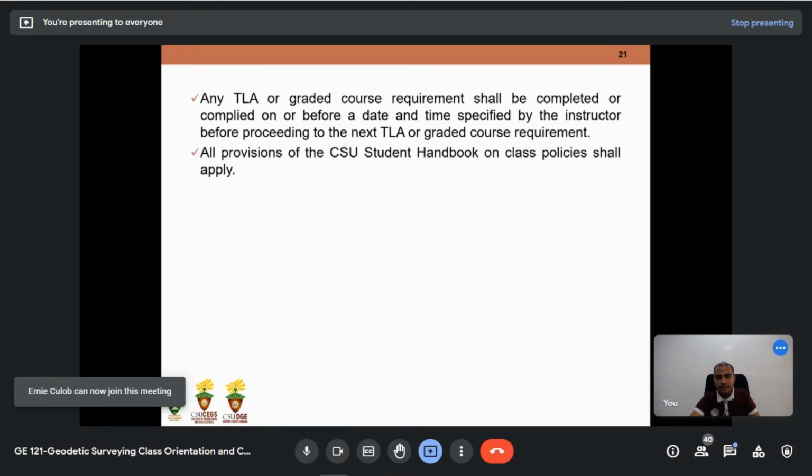And next is all provisions of the CSU student handbook on class policy shall be applied. So, kung wala diri sa ato ang gidiscuss karon, no, the student handbook will apply. No? So, I hope na nakuha na ninyo inyong student handbook, no, para mabasa na ninyo ang mga class policies nga na-added to.